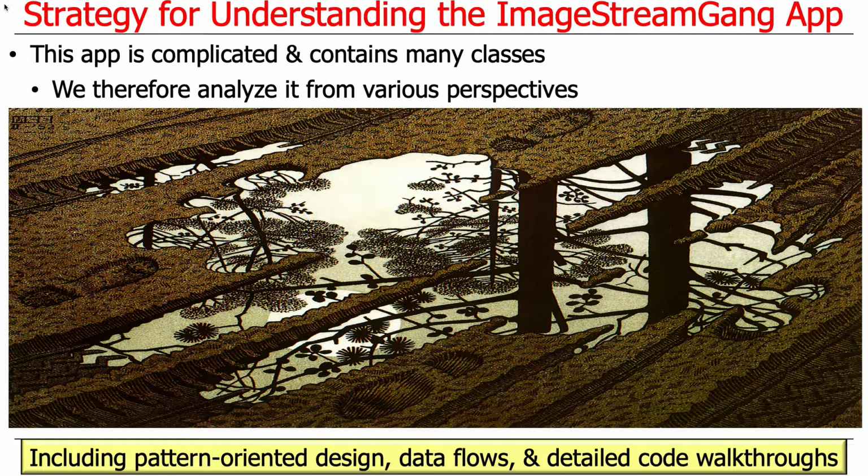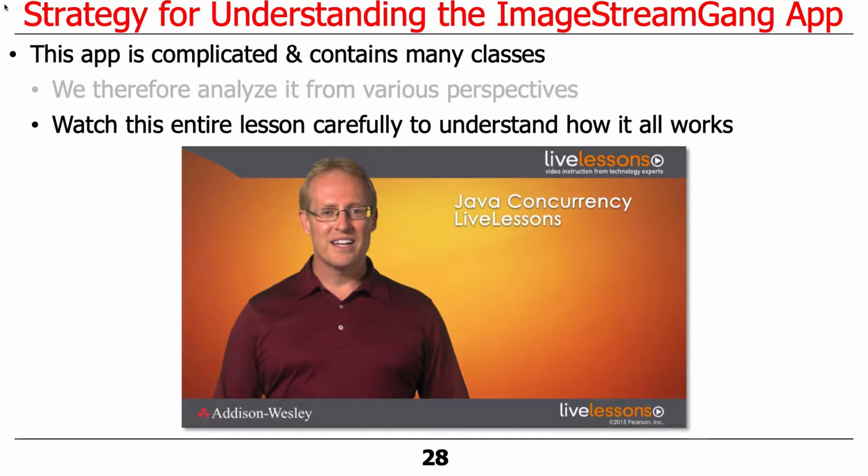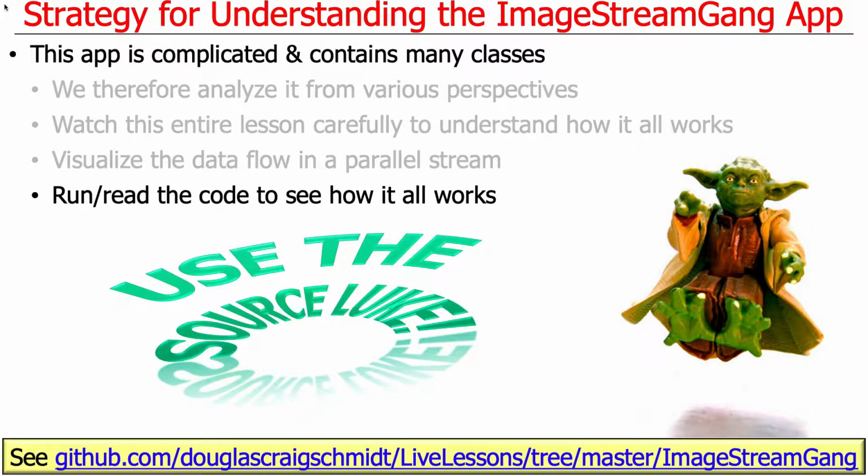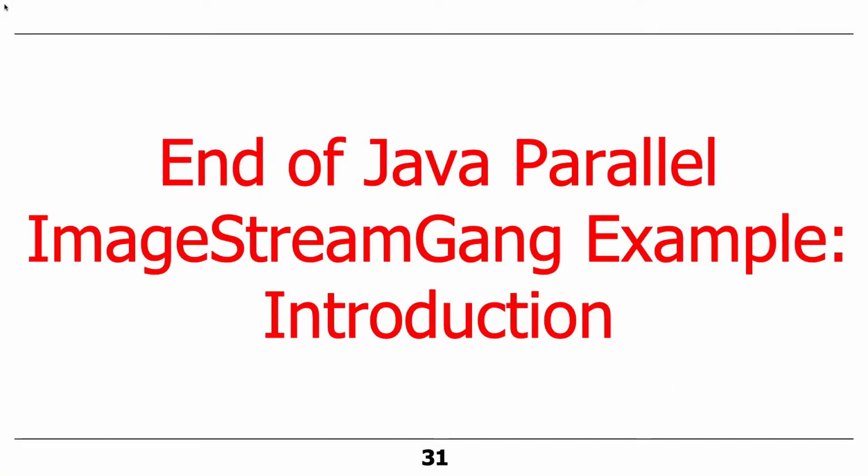I find that very useful, especially with parallelism, because it's sometimes hard to just look at the code and really have a deep understanding of what's happening. So watch this lesson. You might want to go back and watch it again. Visualize the data flow. We'll look at some pictures like we often do, and take a look at the code to see how everything works. And obviously some of these things may also give you some insights for writing the programs that you're doing, because they're not completely dissimilar. There are similar themes, although the implementations are a bit different. Okay, so that's the overview of the ImageStreamGang example. Now we're going to start walking through its pieces one by one.